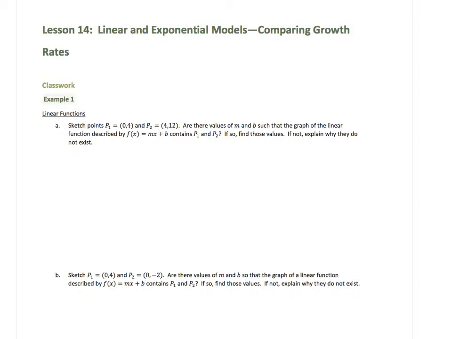So for linear functions, sketch points P1 and P2, which are (0, 4) and (4, 12). Are there values of m and b such that the graph of the linear function described by f(x) = mx + b contains those points? Well, let's understand a few things here before we start. So m, that's going to be my slope. I always know that. And I know that b is my y-intercept.